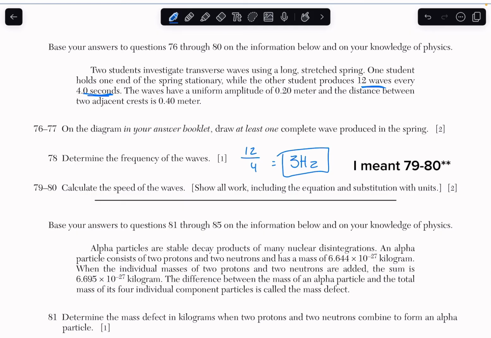Question 79: Calculate the speed of the waves. In order to find the speed of the waves, we're just going to use the equation velocity equals frequency times wavelength. And we just plug in. So, v equals frequency, 3 hertz, times wavelength, which was 0.4 meters. And we're going to get a velocity of 1.2 meters per second.